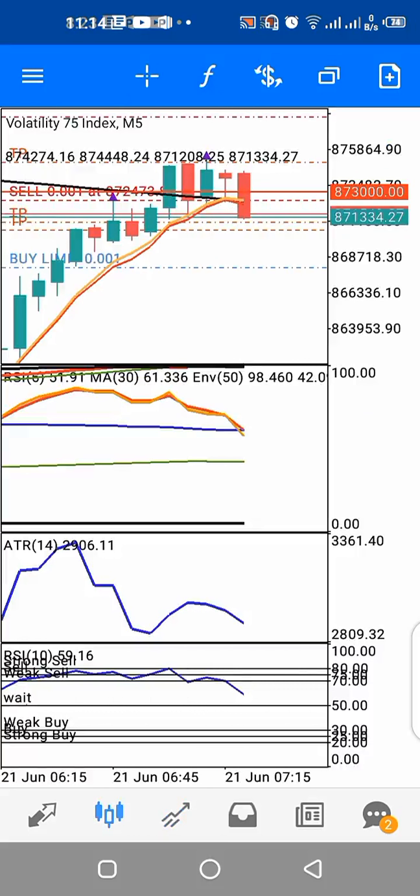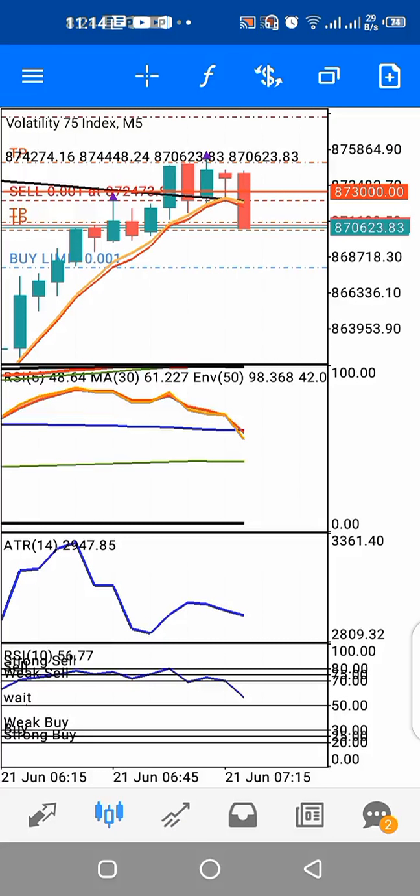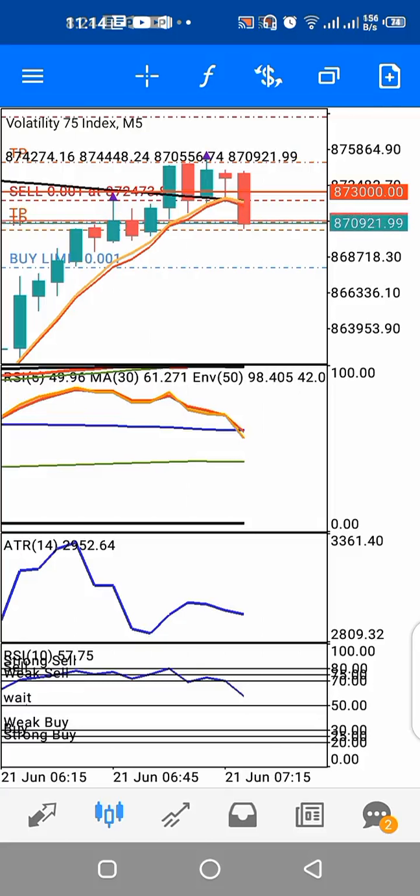Okay, still in profit, trying to go for 2,000 points. Can see the bearish force. Sellers have stepped in, but will this last? Only time can tell. I already have 1,570 points, which is $1.57. But anything can happen.